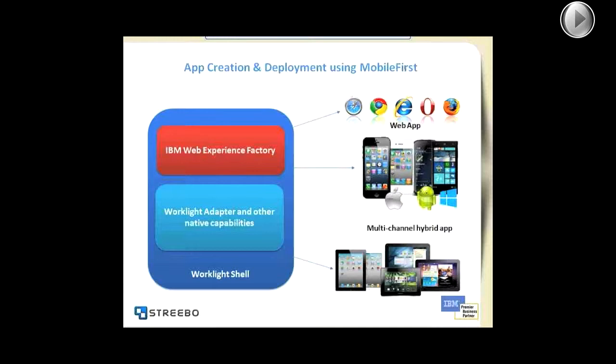And Worklight, the shell, allows us to extend these experiences as hybrid apps. Worklight gives us push notification and app lifecycle governance. So the combination of the two is, in a certain set of use cases, very powerful.